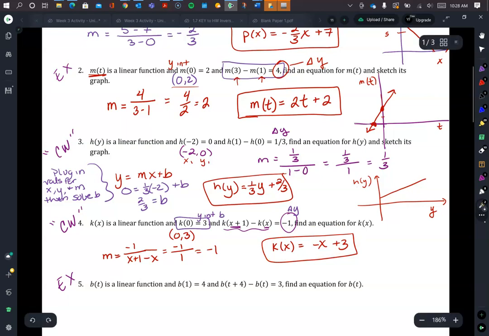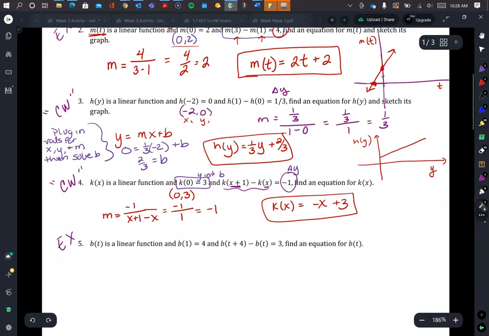For 5, we're going to do that one together just in case 3 was a little tricky for you. It's kind of similar to that, actually a mix of 3 and 4. So here we have b of t is a linear function, and b of 1 equals 4, and b of t plus 4 minus b of t equals 3. Find an equation for b of t. So here I have the point 1, 4 that I'm given. I'm also given delta y is going to be 3 for my slope formula. Remember, that's delta y over delta x.